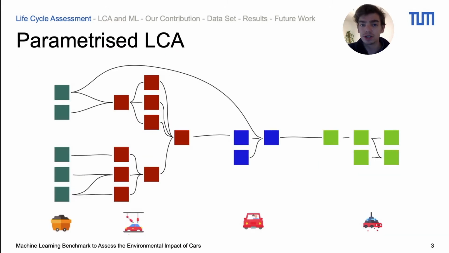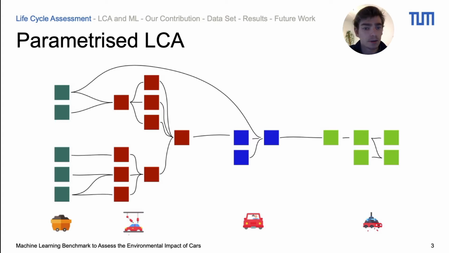In this simplified graph here, you can imagine this to be the process tree of a car. Each of the boxes would correspond to a specific process. The boxes are connected via input and output flows. The input flows specify the resources needed for the process. The output flows specify the results of the process. So this will be the product, as well as all the chemical substances that are emitted into the environment during the process.